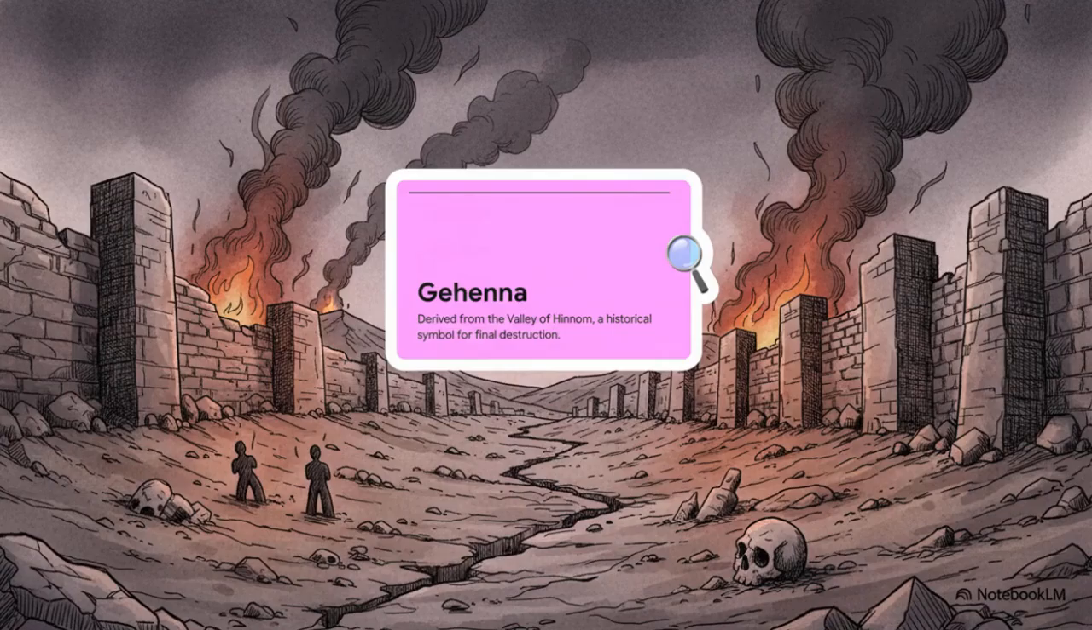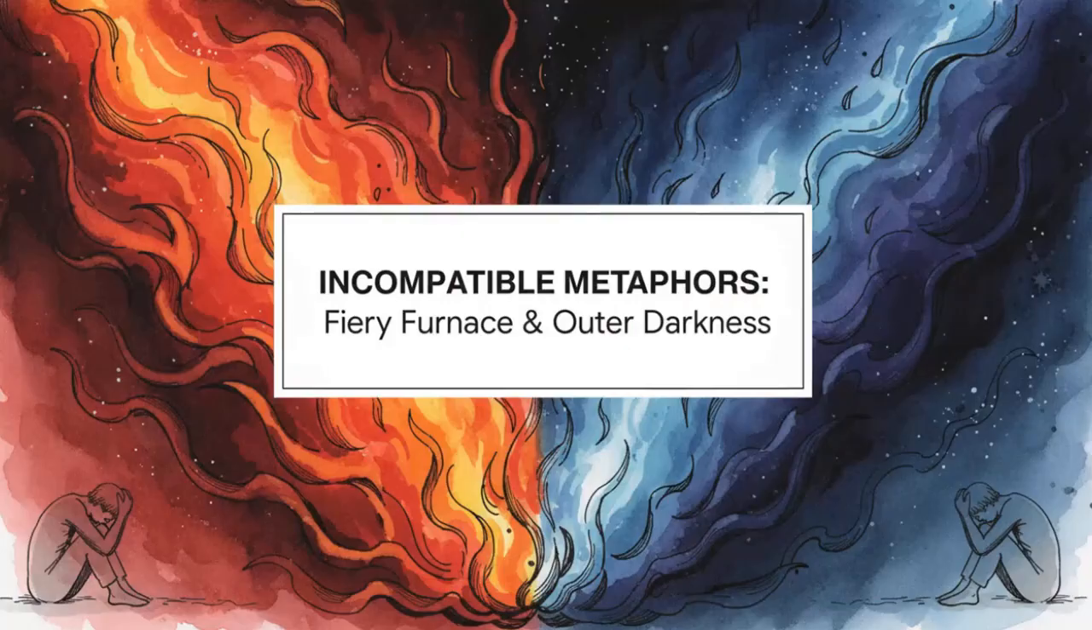Because of that horrific history, the valley became this incredibly potent symbol for abomination, judgment, and ultimate destruction. And notice how Jesus utilizes this historical backdrop. He uses incredibly visceral language to describe judgment. Outer darkness, a fiery furnace, weeping and gnashing of teeth, and eternal fire.